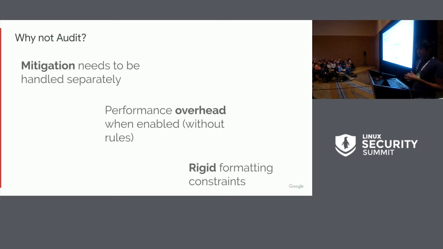And it also has rigid formatting constraints. So you get strings back, you need to update your user space application, parse strings or user space data structures, they need to be changing. And when you're talking about security and detection, the faster you can respond to a threat, the better you can be. And this sort of limits that aspect of the detection and response loop that we have.